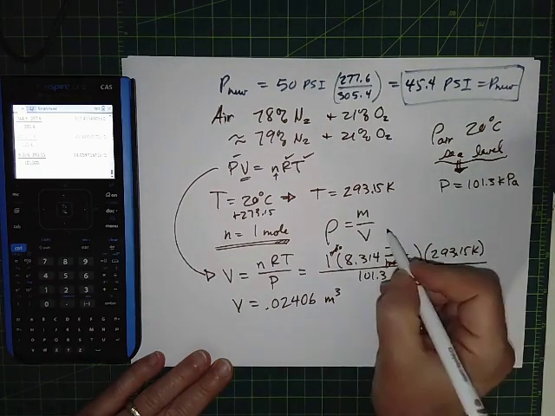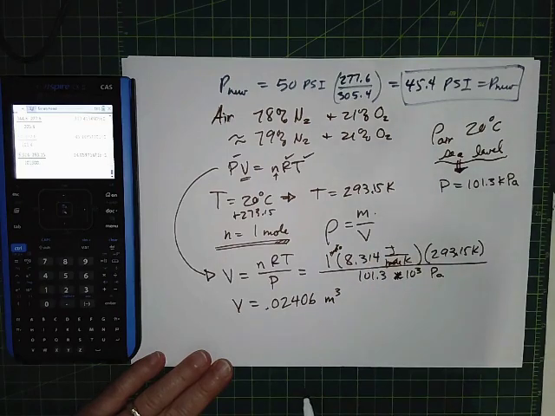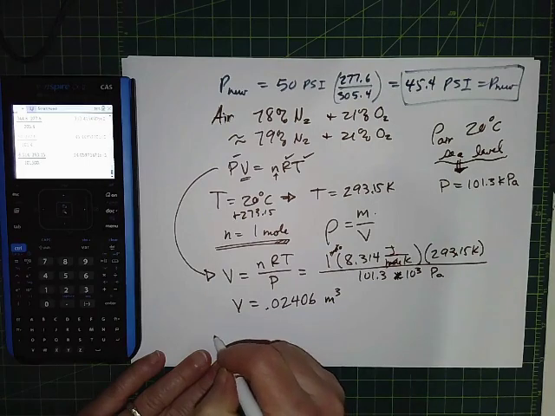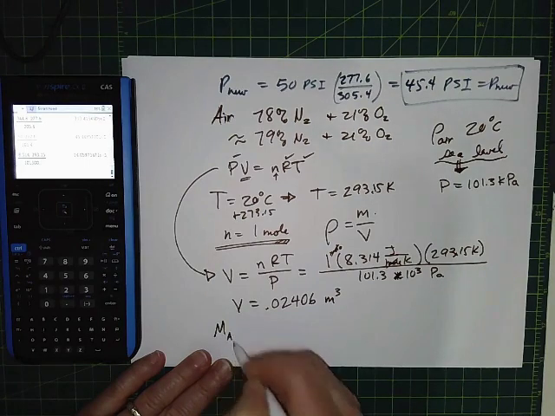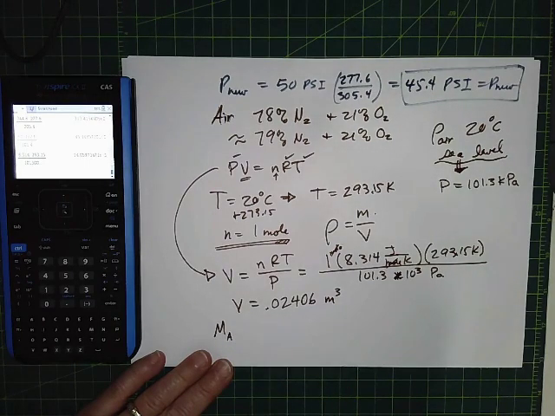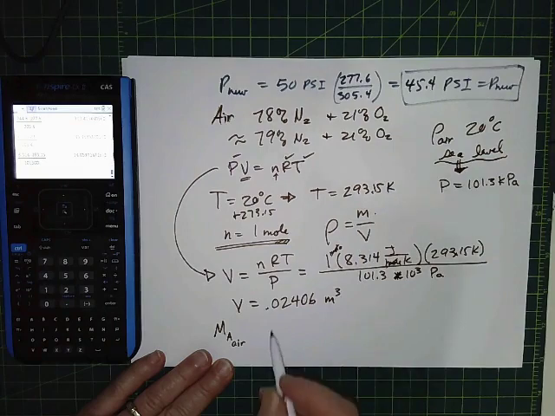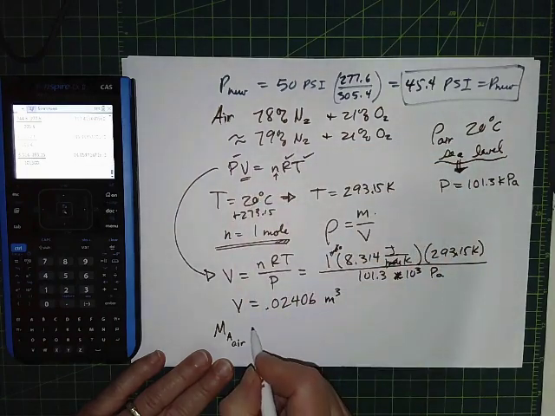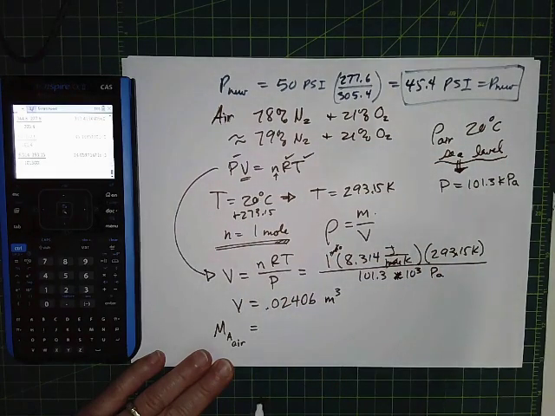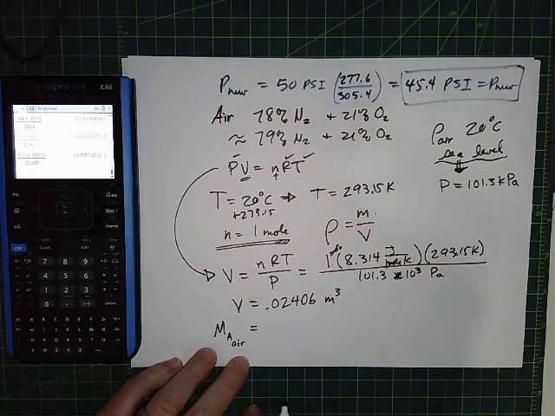Okay, so we got volume. Now we need mass. So how do we get mass when we've got moles? We need the molar mass, right? But we've got a mix. We've got air, which is a mix of nitrogen and oxygen. And so we'll use these percentages with the molar masses of those elements to get a molar mass average kind of number.